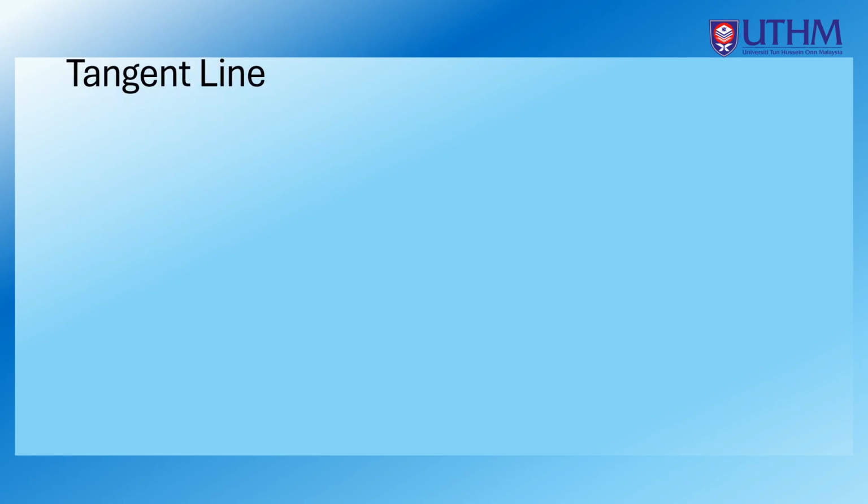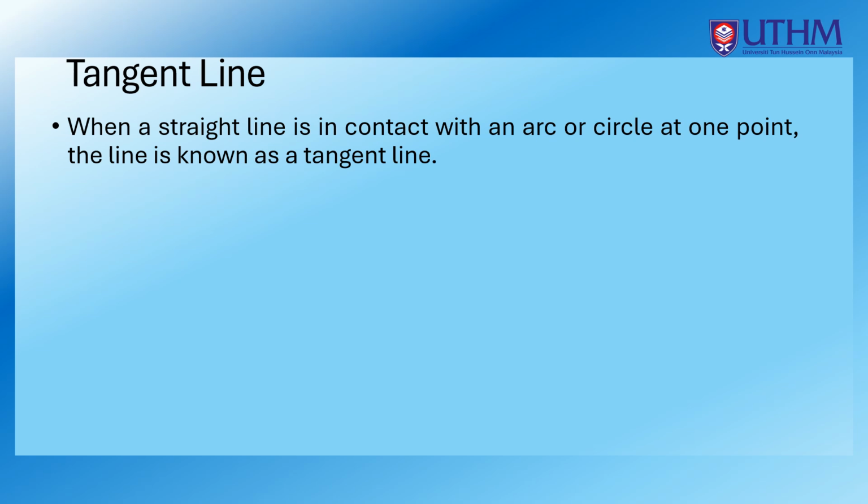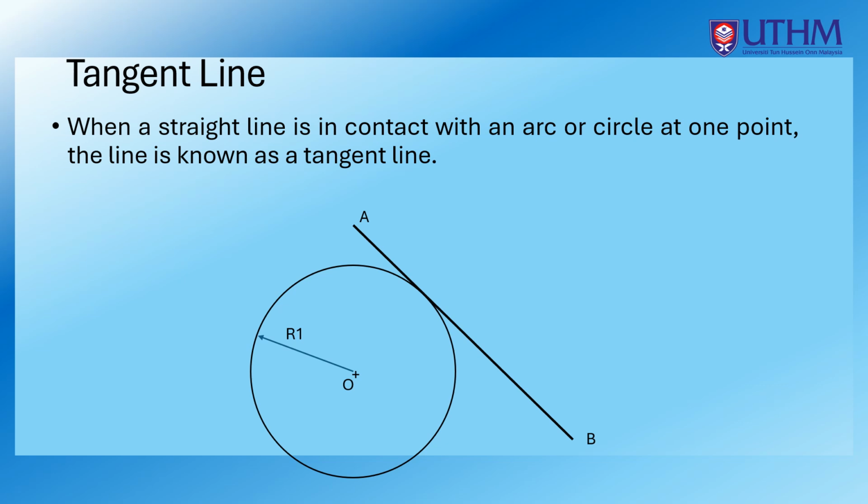First of all, what is a tangent line? When a straight line is in contact with an arc or circle at one point, the line is known as a tangent line. Let's say you have a circle with a radius R1, then a straight line AB touches the circle at point C. The line AB is said to be a tangent line to the circle.